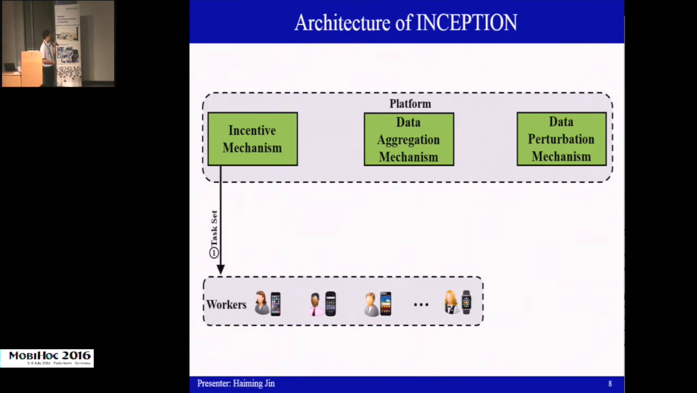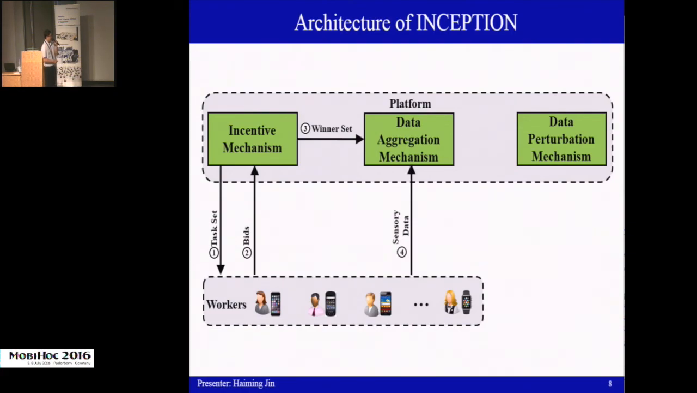Firstly, the platform will announce the set of sensing tasks to the workers, and the workers will submit bids to the platform indicating the set of sensing tasks they are interested in executing, their bidding price for executing the set of tasks, and also their bidding price for unit privacy leakage. Based on workers' bids, the platform will select the set of winners, and then the winners will execute the sensing tasks and send the sensory data to the platform.